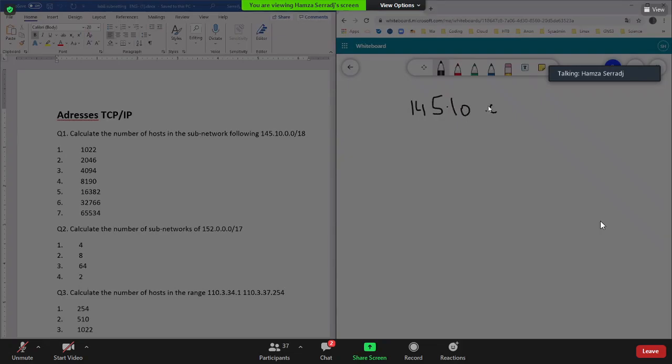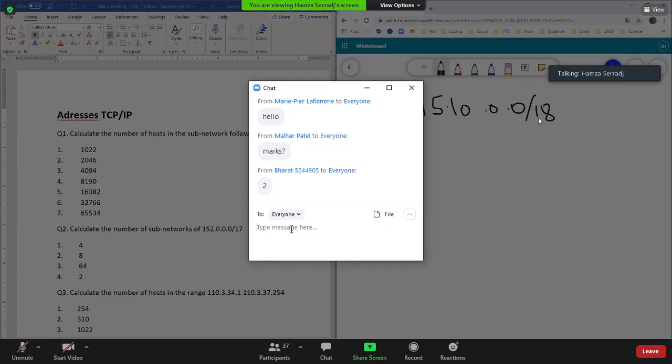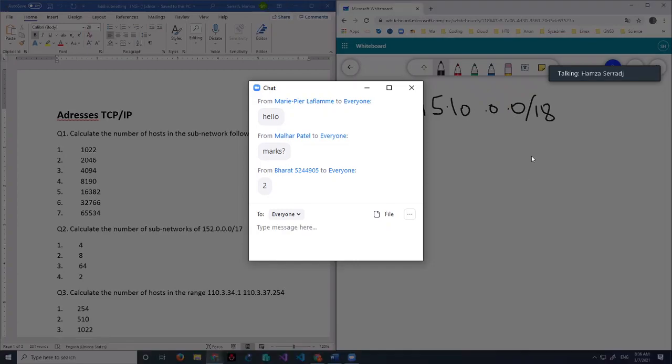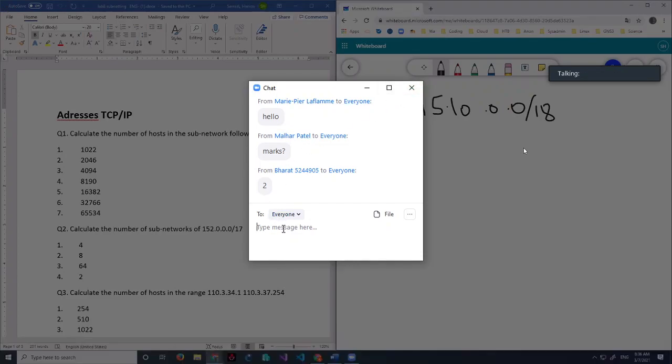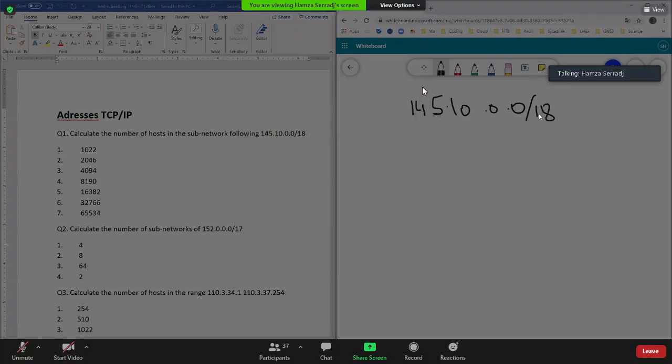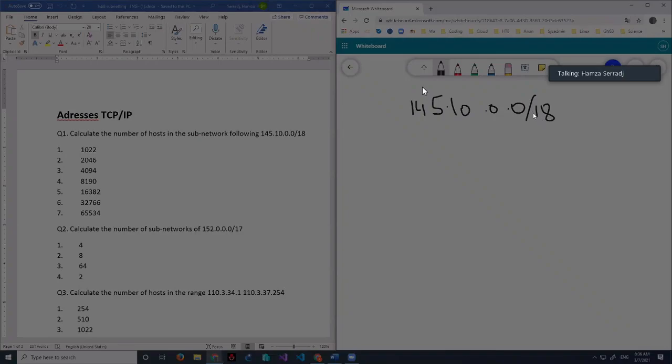145.145.10.0/18. How many extra bits do I have here? 2. If I want to count how many subnets I can have here, how many subnets? Yuvraj, how did you find that? 2 power 2, good. So it's 4 subnets, it's 2 power 2 because I have 2 extra bits here, right?